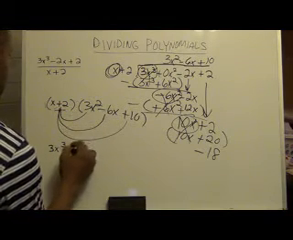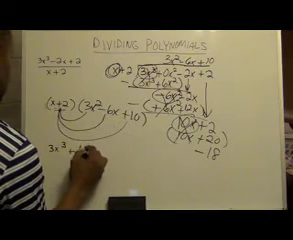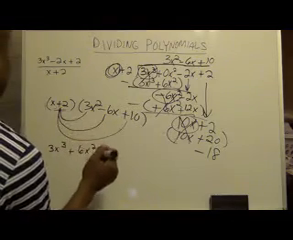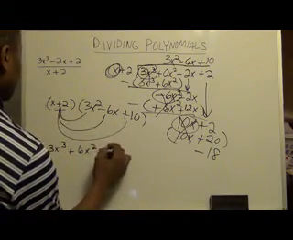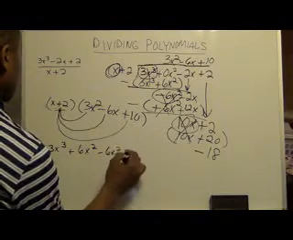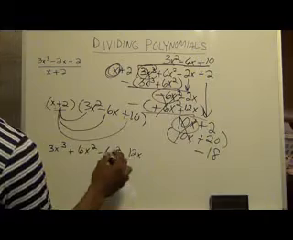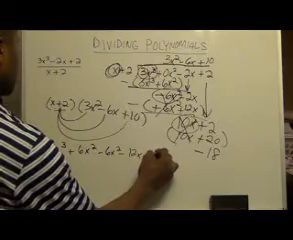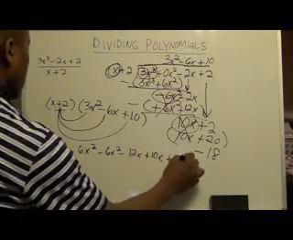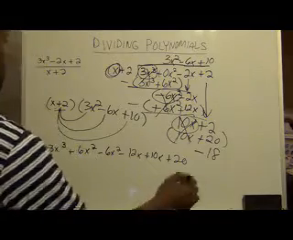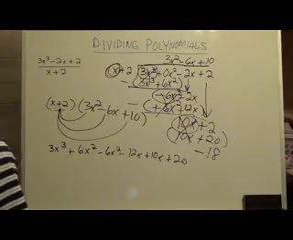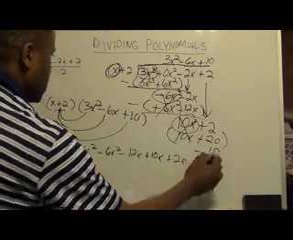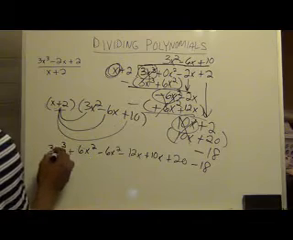6x squared. And then x plus 2 times negative 6x is negative 6x squared minus 12x. And then 10 times x plus 2 is plus 10x plus 20. And then don't forget, we have our minus 18 left over. So minus 18.